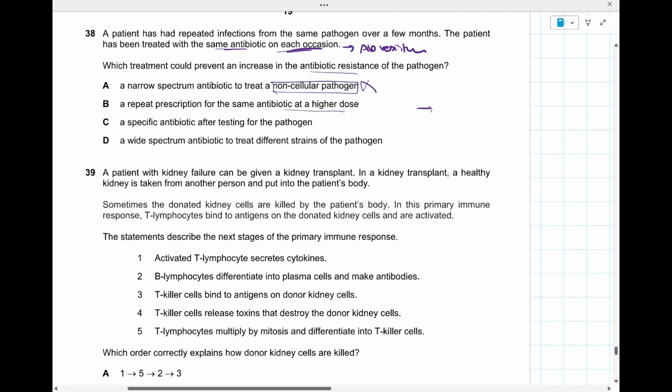B, a repeat prescription for the same antibiotic at a higher dose. Now, the issue is antibiotic resistance does not need a higher dose. This is incorrect. Let's understand the mechanism further by giving an example.